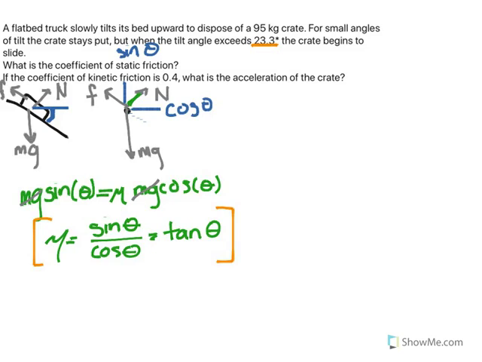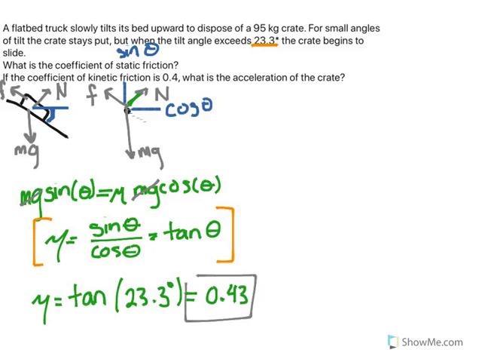This is actually something super helpful to memorize, this little equation here. This comes up a lot when you want to calculate your coefficient of static friction. This is going to be the most common way that you see it coming up. So that gives us our coefficient is equal to tangent of 23.3 degrees. Also make sure your calculators are in degrees, because otherwise you'll get a different answer. And that gives us 0.43. And that is our coefficient of static friction.